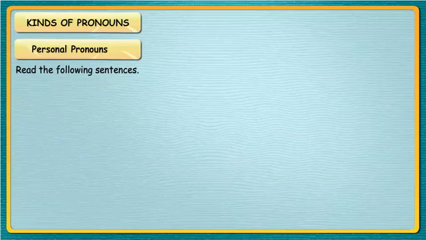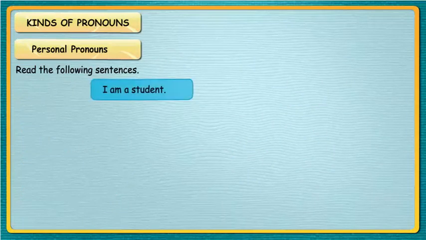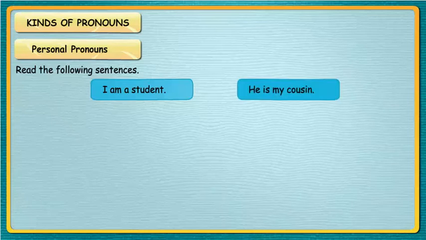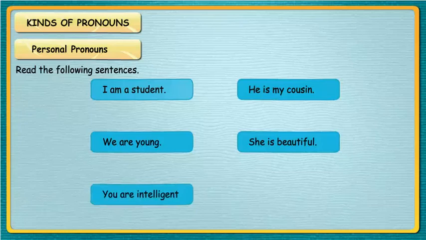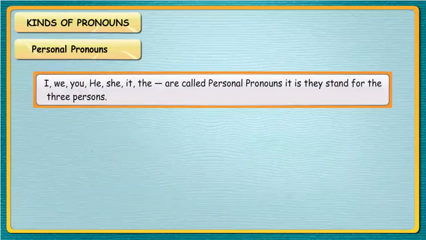Personal pronouns. Read the following sentences. I am a student. He is my cousin. We are young. She is beautiful. You are intelligent. They are neighbors. I, we, you, he, she, it, they are called personal pronouns because they stand for the three persons.